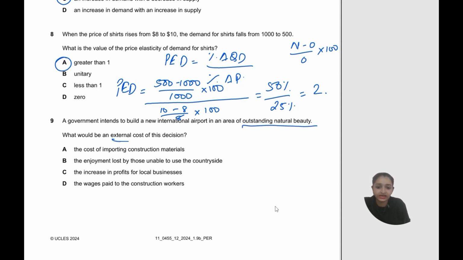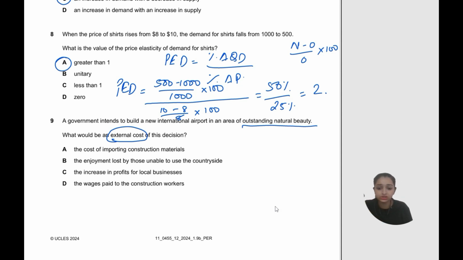What would be the external cost? They're asking not for the private cost, they're asking for the external cost of this decision. So maybe pollution. So directly, your thought process should start: there's going to be pollution, and the land could be used for farming or something, and they might not be able to do this anymore. So this could be the external cost.